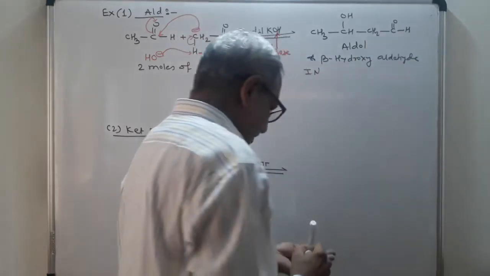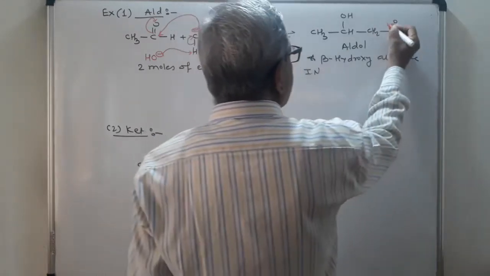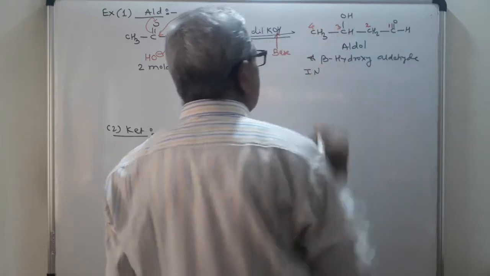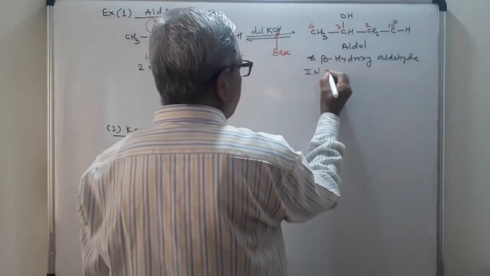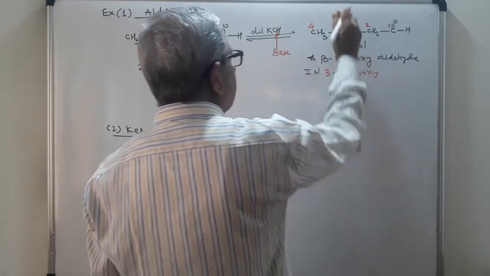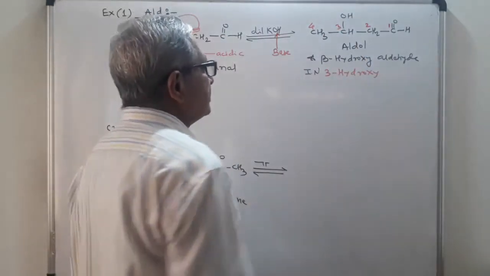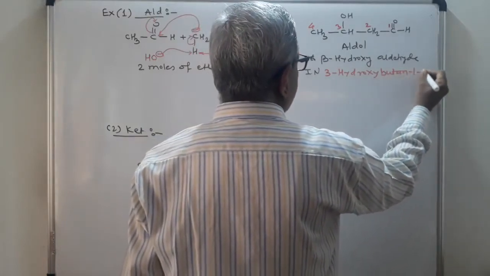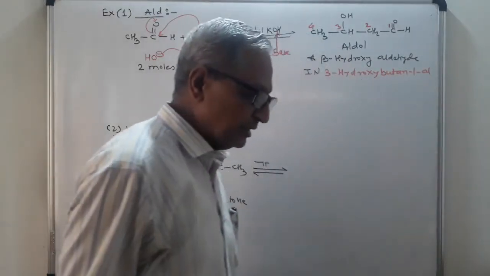Give the IUPAC name of this aldol. You will give the numbering in this way. Aldehyde group is always number 1, 2, 3, 4. Therefore, the IUPAC name will become 3-hydroxy because carbon number 3 carries the OH group. It contains 4 carbon atoms, butanal. So this is the IUPAC name.